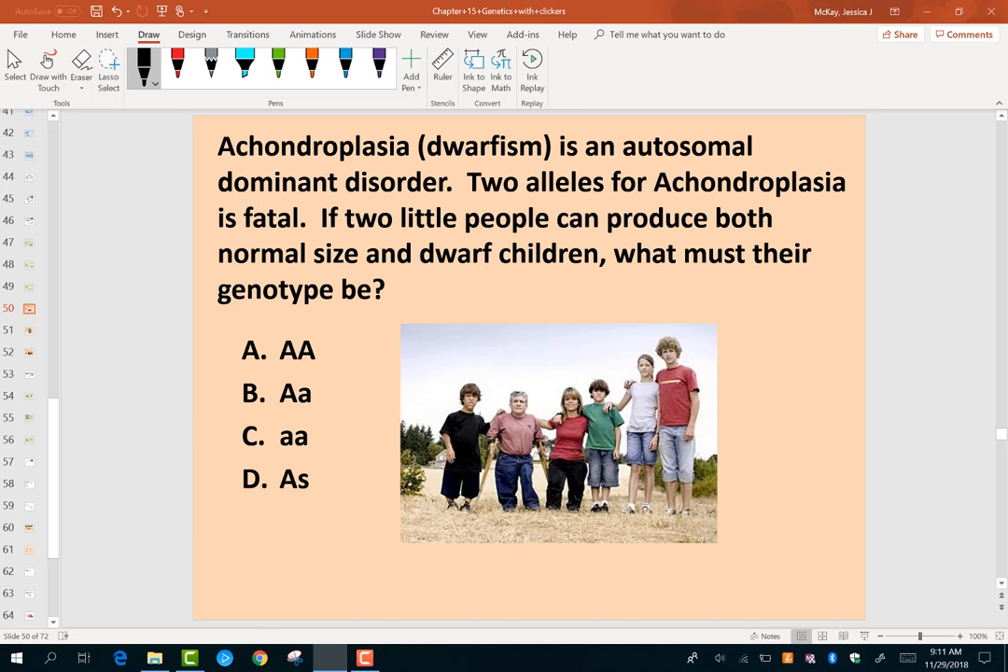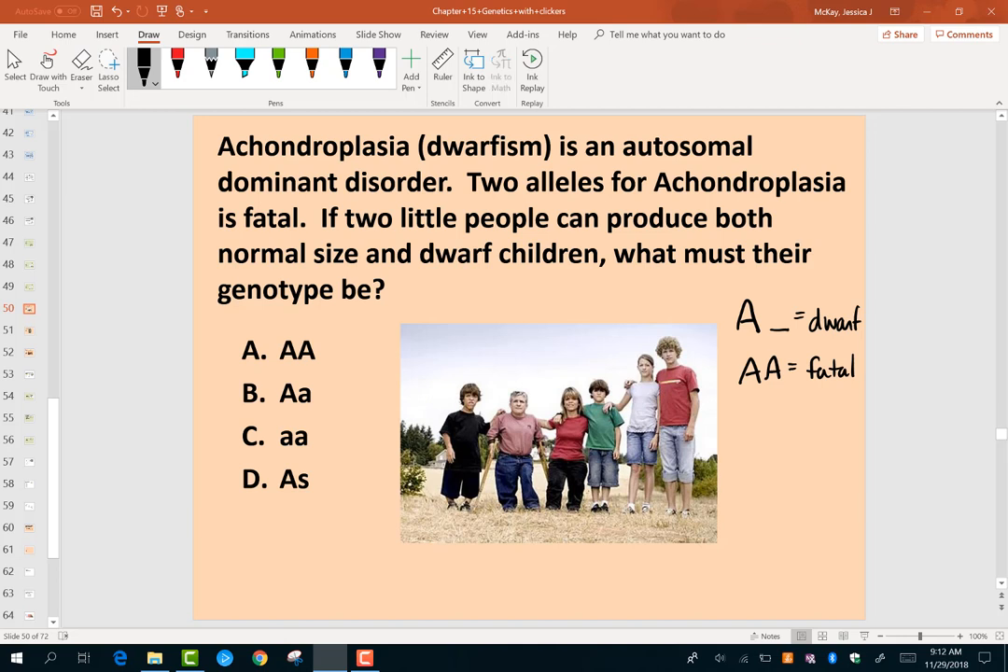All right, you might recognize these people from the Little People TLC show. So achondroplasia, dwarfism, is an autosomal dominant disorder. Two alleles is fatal. So we know that big A equals dwarfism. Two alleles for it is fatal, so big A, big A is fatal. The children are not usually born live. It's just too much of a mutation in the development of the bones.